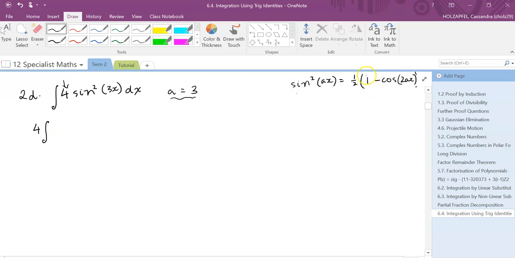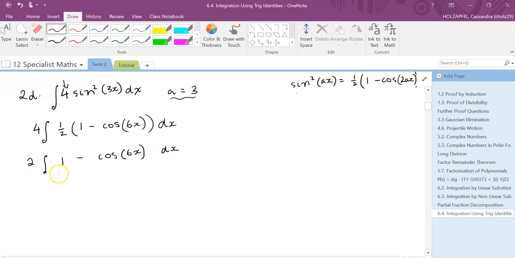So let's substitute this in place for sine squared 3x dx now. So we're going to find the integral of 1/2 multiplied by 1 minus cos 2ax. In this case, we're going to double this inside function here, so that's going to become 6x. And we're still integrating with respect to x. And again, we can move this half out the front here. So we now have the integral of 2 lots of 1 minus cos 6x dx.